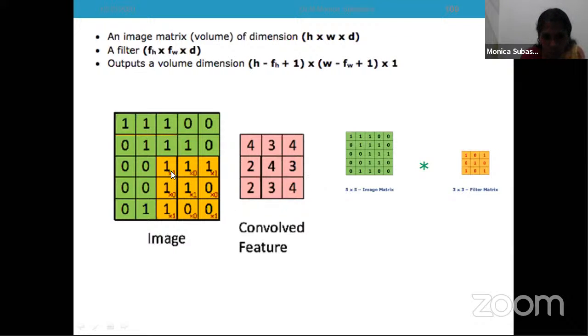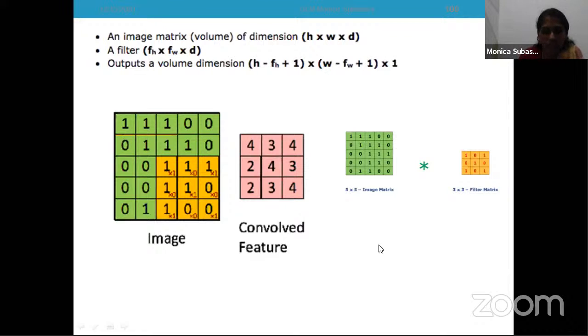Finally we get, see, 1 into 1 plus 1 into 0 plus 1 into 1 plus 1 into 0 plus 1 into 1, 0 into 0 plus 1 into 1, 0 into 0 plus 0 into 1. If you sum up, you get 4. So this is actually the convolved feature. 4 is equivalent to this convolved feature. That is how it can be convolved.